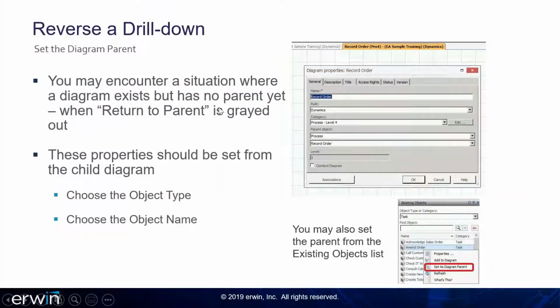Now, sometimes you might encounter a situation where a diagram doesn't have a parent object set. On the diagram properties, parent object is the place where you determine what this will drill down from. The way we do that is we go to the properties of a diagram, look at that section, and choose the object type and the object name. You can also use the existing objects list to set something as a diagram parent if you see the one you wish to link to.